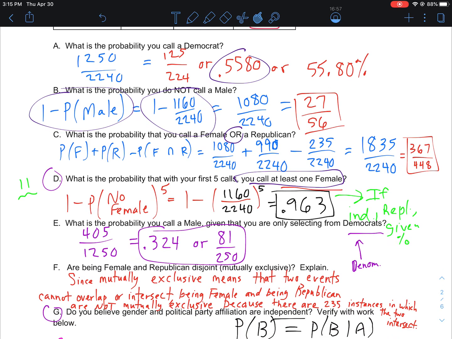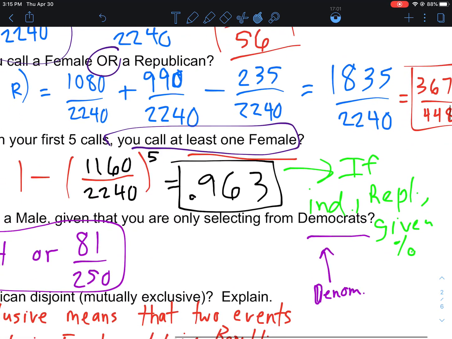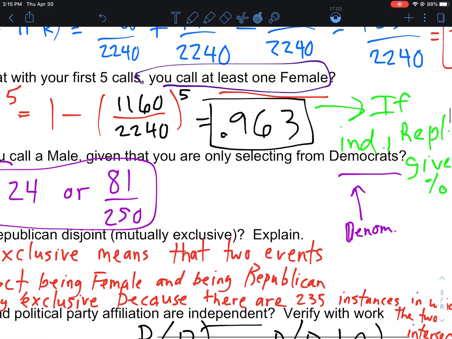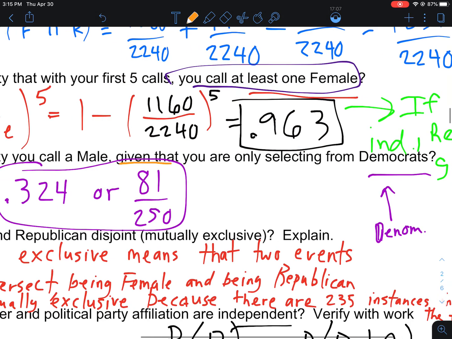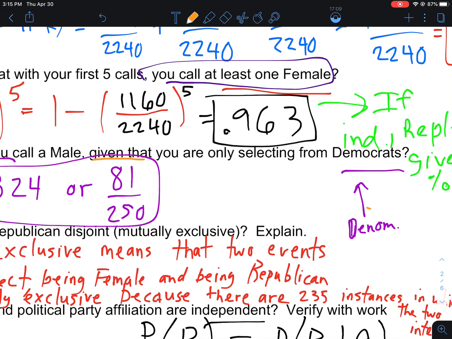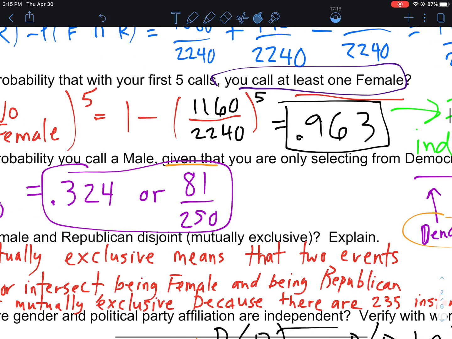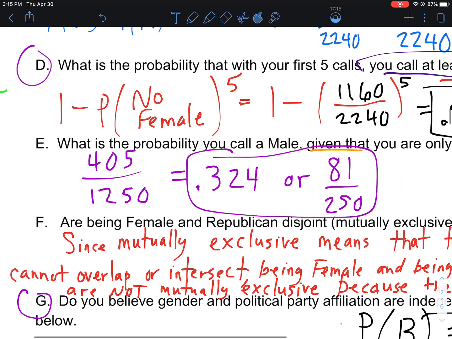Okay. The next one says, this is conditional probability. What's the probability you call a male given that? And again, there's that magic word, given that. When you see given that, whatever comes after it is your denominator. And that's what we wrote right here. So they're basically saying only look at Democrats.